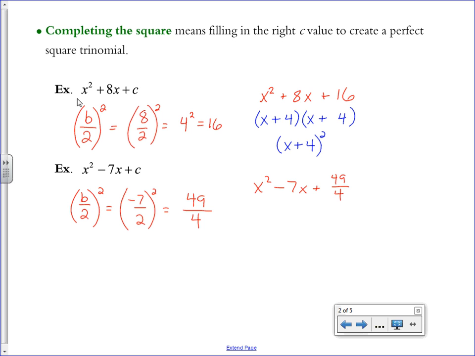And then to write that in factored form, it might seem a little more complicated, but in fact, what goes in these parentheses is always this value. It's the value that you used to get 49 over 4 to begin with. It's going to be x minus 7 over 2 and x minus 7 over 2. So it's x minus 7 over 2 squared.